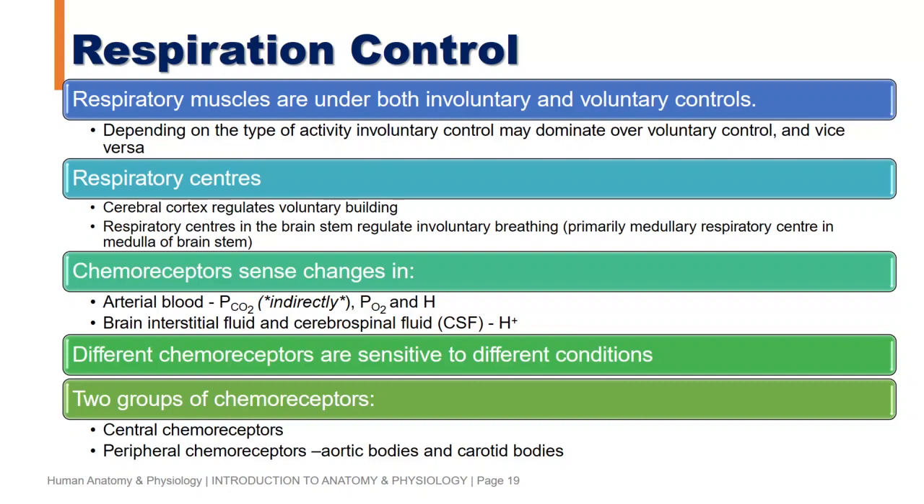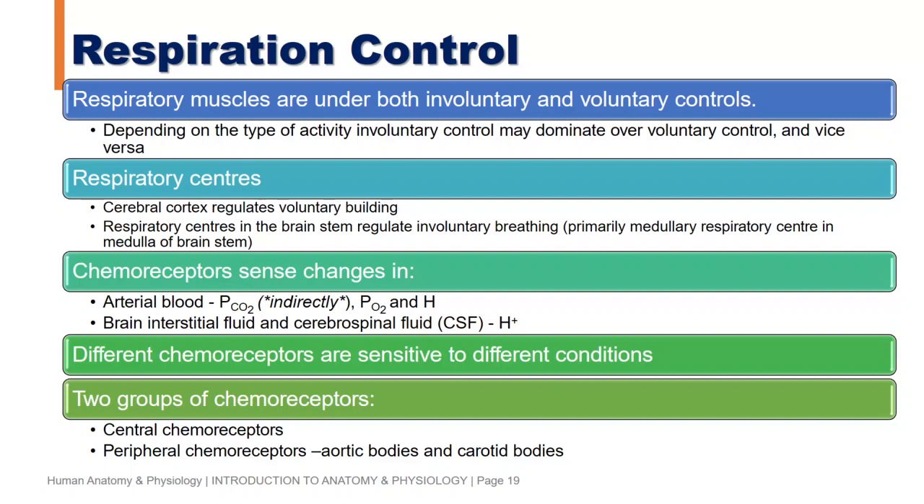Chemoreceptors sense changes in one: your arterial blood with your partial carbon dioxide, which is indirect. Then you have your partial oxygen and hydrogen. Then your brain interstitial fluid and cerebrospinal fluid. From now onwards, we will refer to cerebrospinal fluid as CSF. And we have hydrogen ions. You also have different chemoreceptors that are sensitive to different conditions.